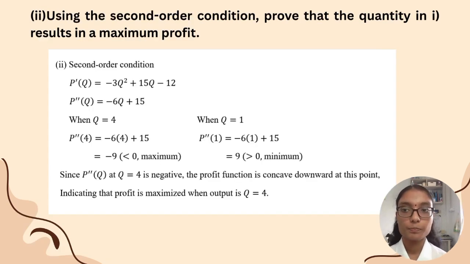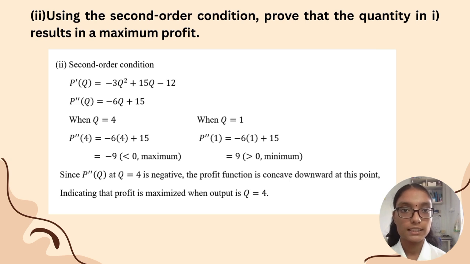Question 3 number 2. Using the second order condition, prove that the quantity in 1 results in a maximum profit. Now that we have identified our critical points in the previous step, we need to verify which of these quantities actually maximize our profit using the second order condition. First, let's look at our first derivative, which represents the marginal profit function. P prime of Q equal to negative 3Q square plus 15Q minus 12. To find the second order condition, we take the derivative again. This gives us negative 6Q plus 15.